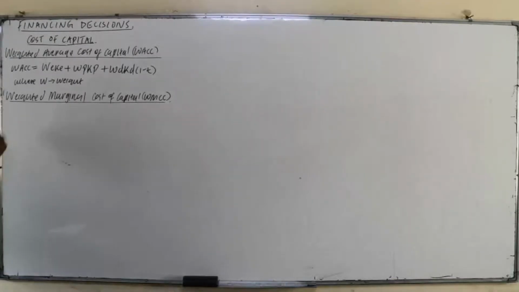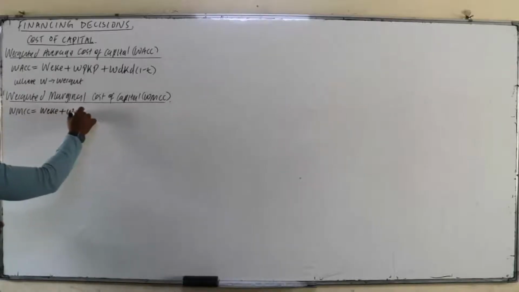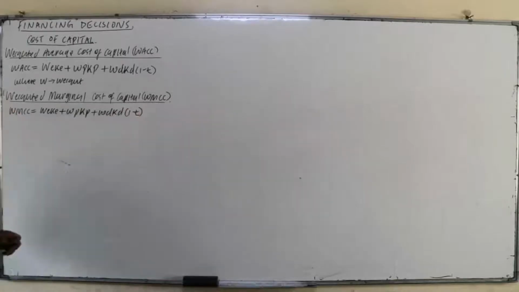So how do we get the WMCC? To get the WMCC, the formula is the same as the one for WACC. You take the weight of equity, cost of equity, weight of preference, cost of preference, weight of the debt, cost of the debt, 1 minus T. You can see the formula are the same. But the difference is that WACC is the average cost of the existing fund, but WMCC is the average cost of the new fund.